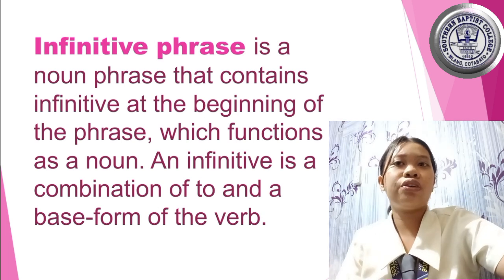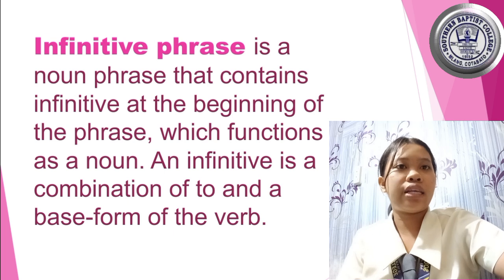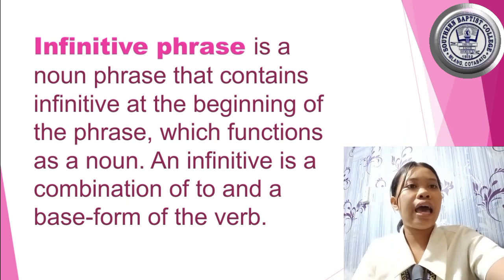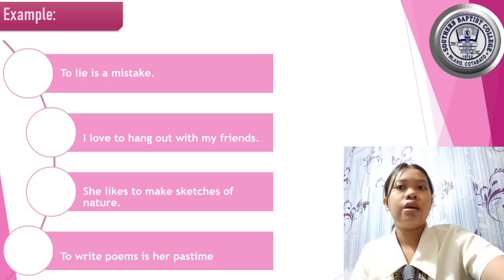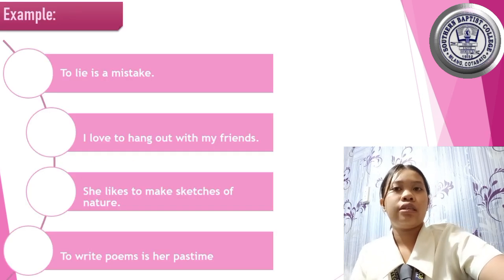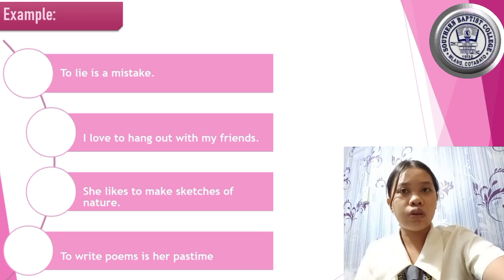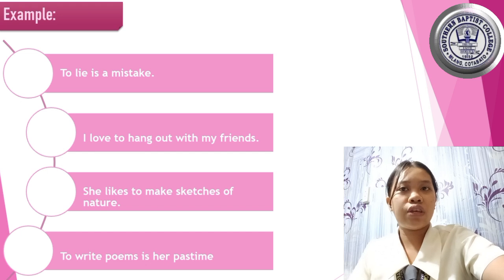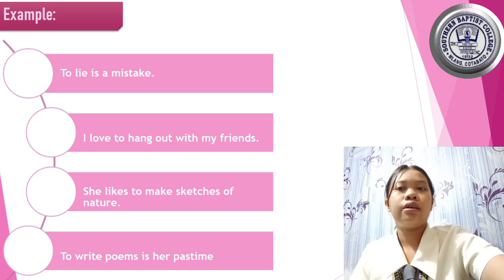So let's move forward to infinitive phrases. An infinitive phrase is a noun phrase that contains an infinitive at the beginning of the phrase, which functions as a noun. An infinitive is a combination of to and the base form of the verb. The example is, to lie is a mistake. Second, I love to hang out with my friends. Third, she likes to make sketches of nature. Fourth, to write poems is her pastime.